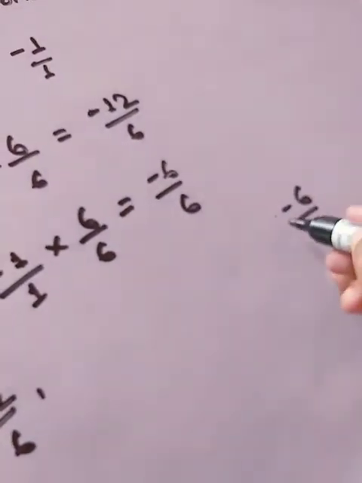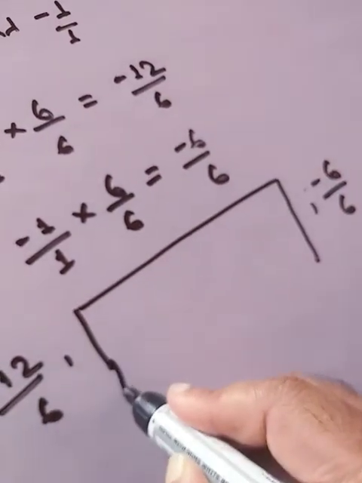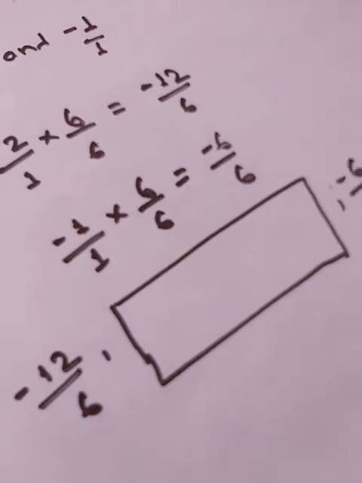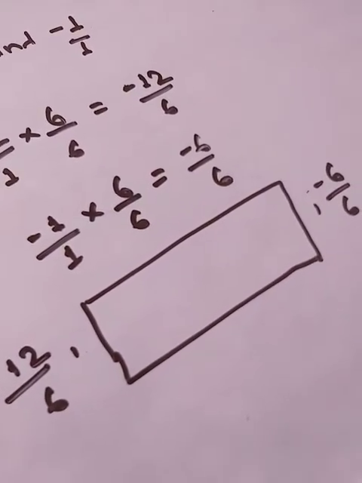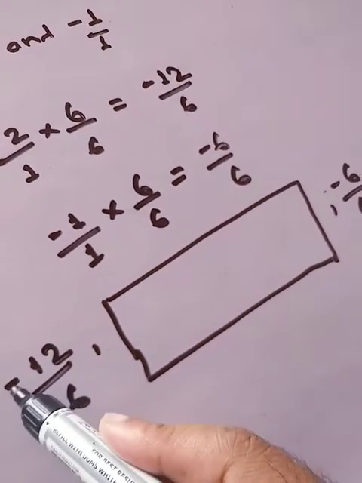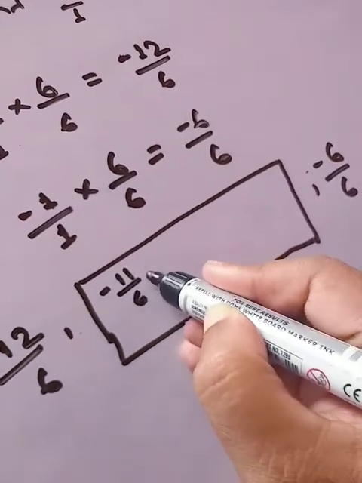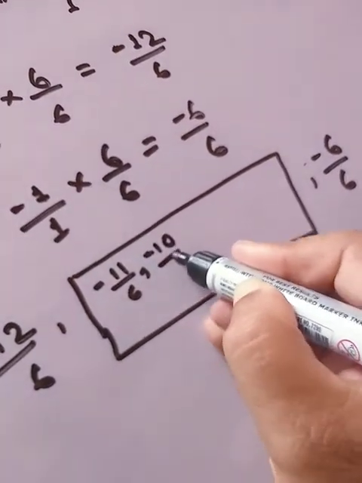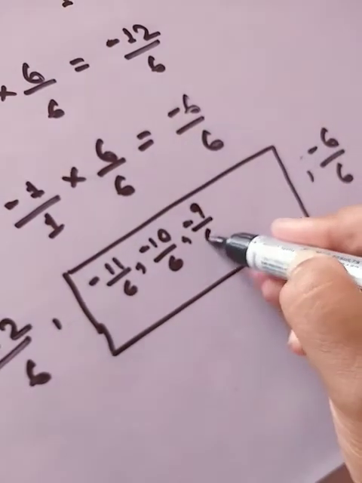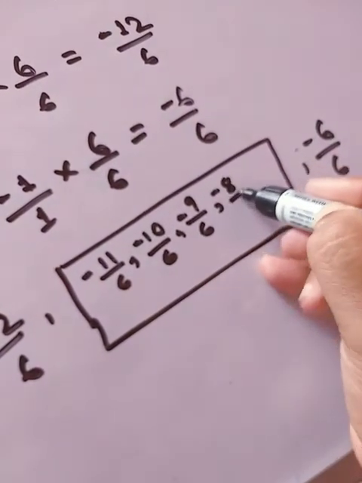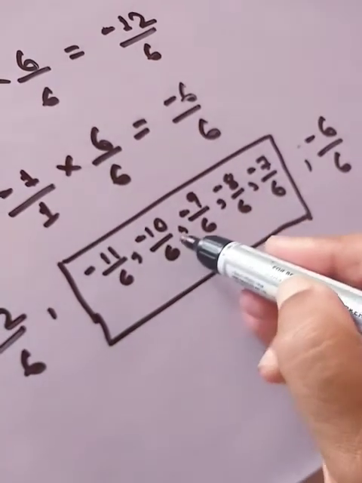So how many numbers are we carrying? I hope you have understood now. If you carefully see the number line properly, that is the reason you need to know the number line. You need to understand the number line very, very properly. So minus 12, minus 6. So we can write this as minus 11 by 6, minus 10 by 6, isn't it? Minus 9 upon 6, minus 8 upon 6, and minus 7 upon 6. How many numbers? 1, 2, 3, 4, 5.